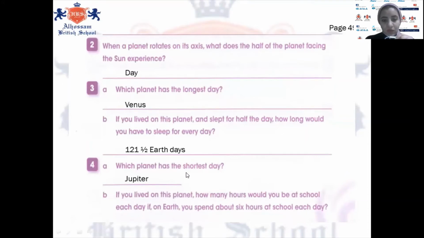If you lived on this planet, which is Jupiter, how many hours would you be at school each day? If on Earth you spend about 6 hours at school each day, okay, on Earth you spend around 6 hours every day in the school. These 6 hours on Jupiter. He wants to know the period you would spend at school on Jupiter.